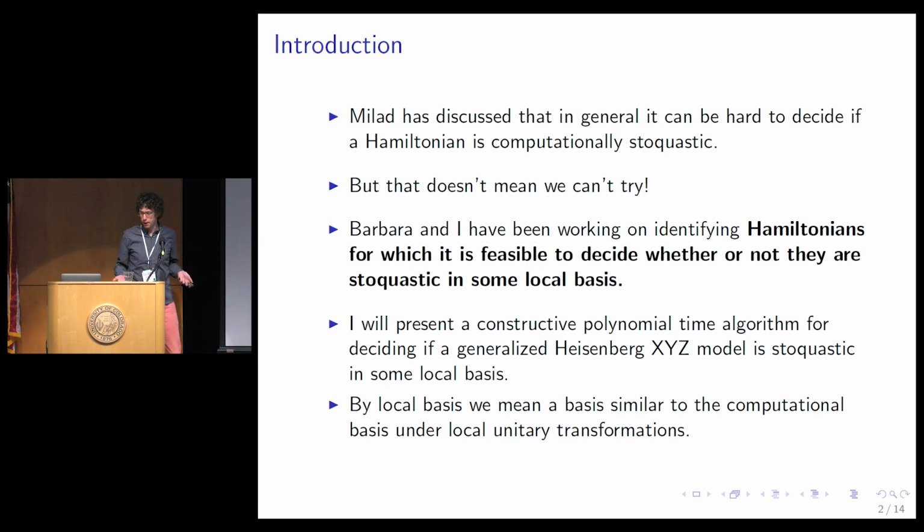But that doesn't mean we can't try. Barbara and I have been working on identifying Hamiltonians for which it is feasible to decide whether or not a Hamiltonian is stochastic in some local basis. I will present a constructive polynomial time algorithm for deciding if a generalized Heisenberg XYZ model is stochastic in some local basis. And here by local basis, I mean a basis which is related to the computational basis by local unitary transformations.